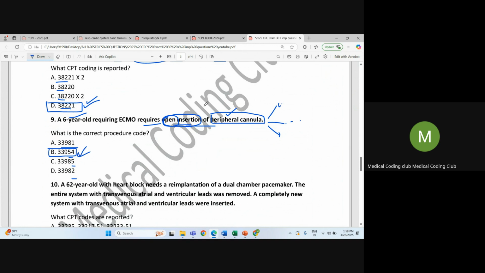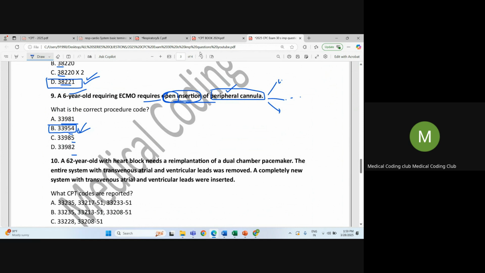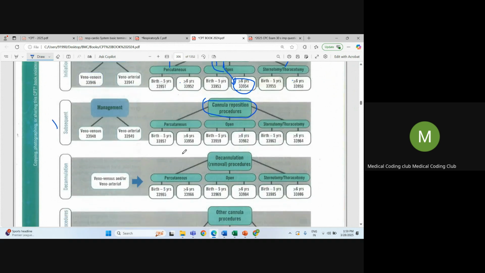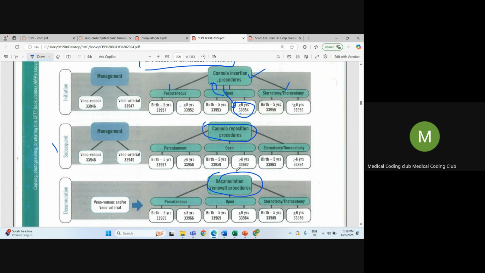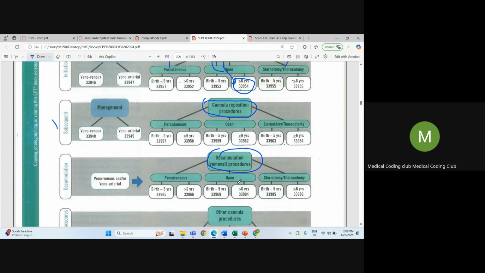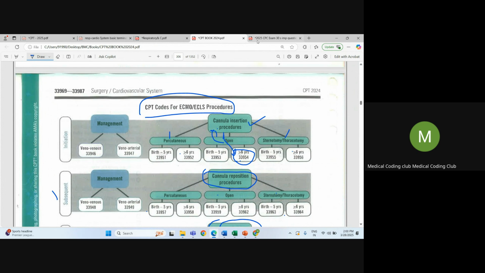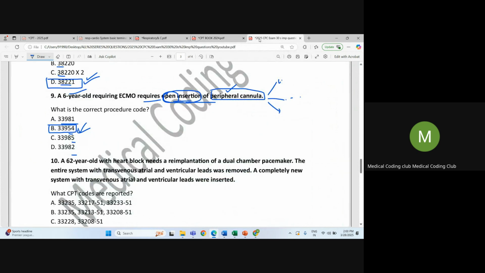33954 is correct. Next, in this cannula section, you can also see subsequent, which is nothing but cannula reposition, and then decannulation. Whatever procedure they may do, the other things, approach and the age criteria, you have to check and then you can easily select the codes. So this is about the ECMO procedure. So for the 9th question, option B is correct.